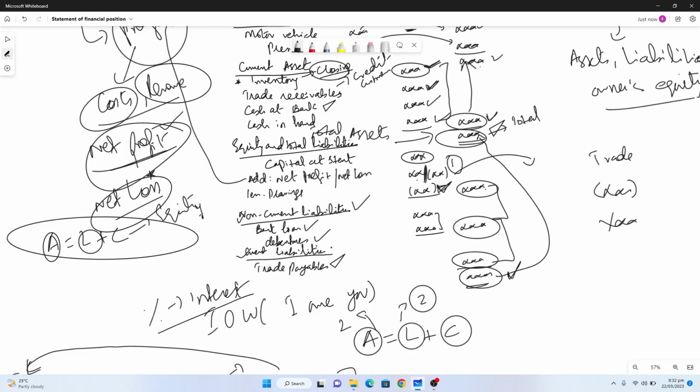And the last thing is current liabilities. Majority of times there are trade payables, which come over here, so you write it down. You add this, this, and this. This answer should equal this answer. The reason is that we have to prove this equation: A is equal to L plus C. If it doesn't match, then there is a problem in your question.